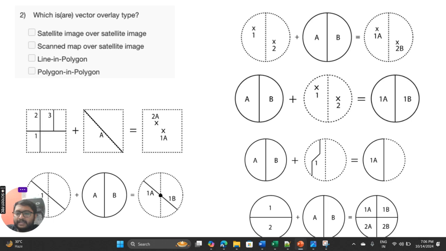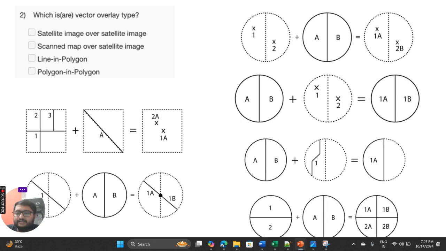First of all, tell me how we will proceed, which two options are wrong. I think scan map over satellite image is not. Exactly. And the first one also, because here we are talking about vector overlay. The term is vector, which means we do not have to consider image or raster. So option A and option B are wrong. Then we talk about C and D: a line falling within a polygon, a polygon inside another polygon, or two polygons merging together. So options C and D are correct.